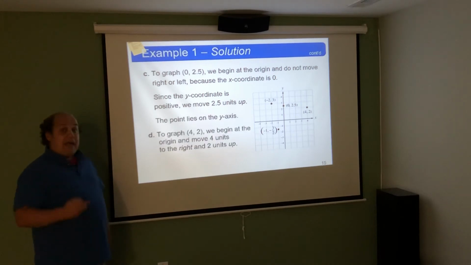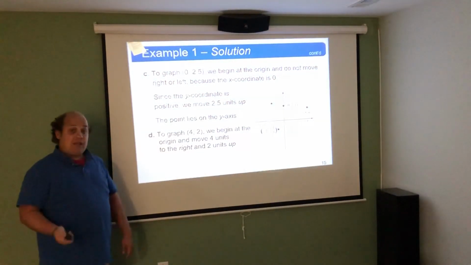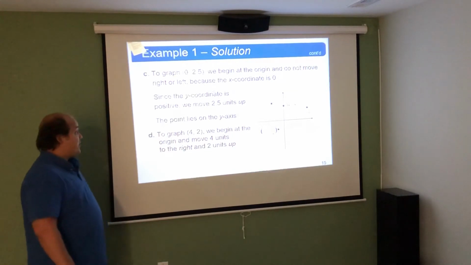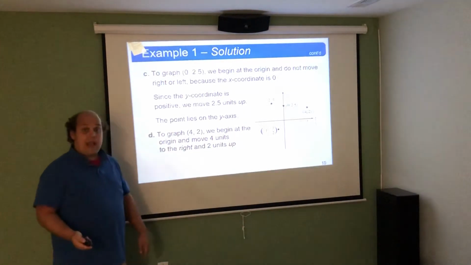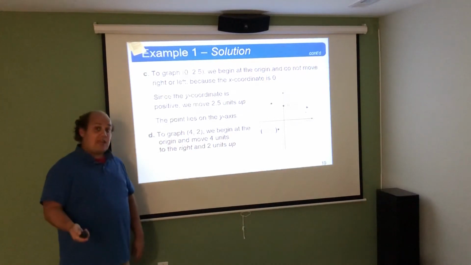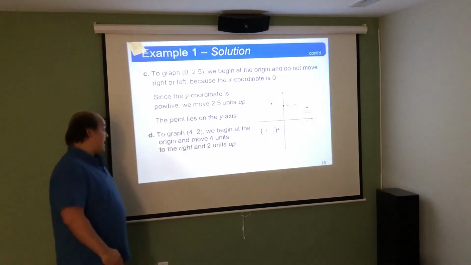So that point lies on the axis. Something only lies on the axis if one of the coordinates is 0. If it's a 0 as the first, the x-coordinate, then it lies on the y-axis. If it's a 0 as the second, the y-coordinate, then it lies on the x-axis.